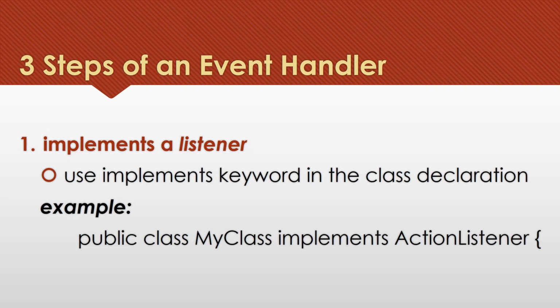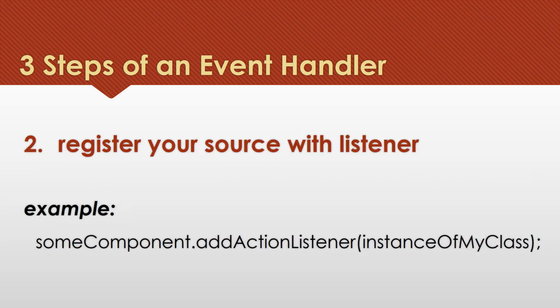First, we'll implement a listener. Use the keyword implements in the class declaration. Say for example, public class MyClass. For example, we have inherited the JFrame class, extends JFrame, followed by implements. For example, the listener is ActionListener.